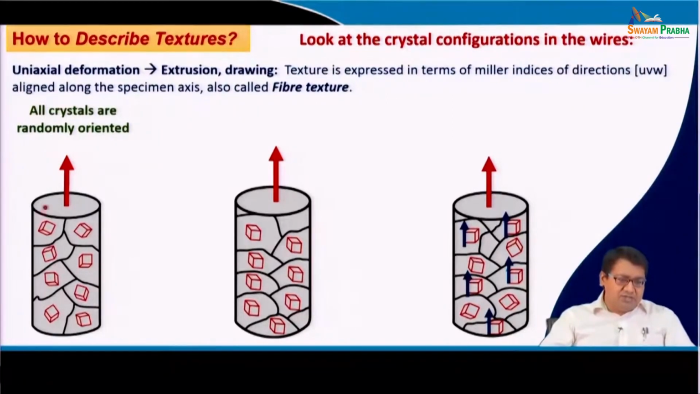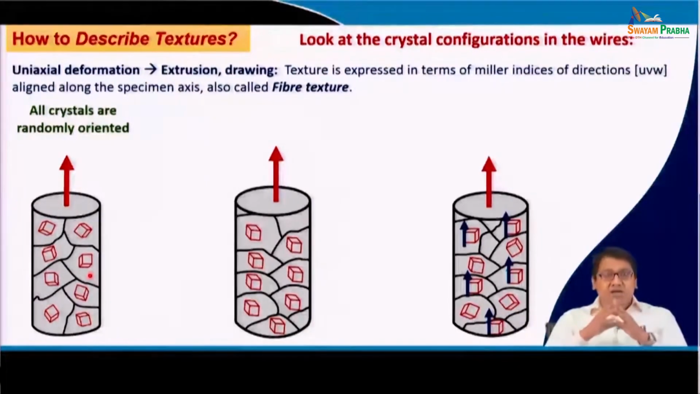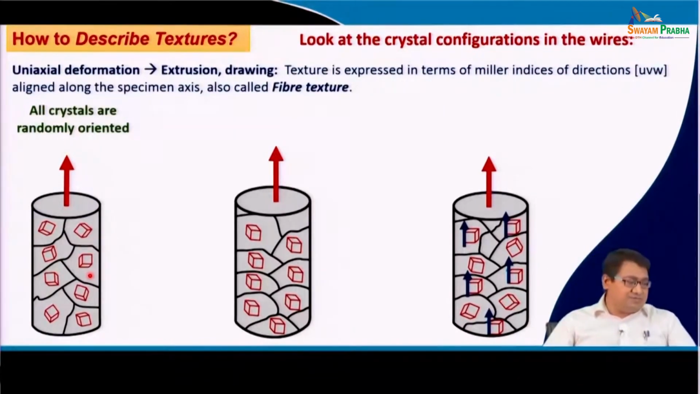You see, this is the first figure. In this you see that the direction of extrusion is this, but the grains are random. So, the unit cells of the grains are not oriented in a certain direction. So, each grain has a different orientation, therefore, the texture is random. No certain UVW could be associated with the extrusion direction or the drawing direction. So, this will be a random texture, or there is no texture present in the material.